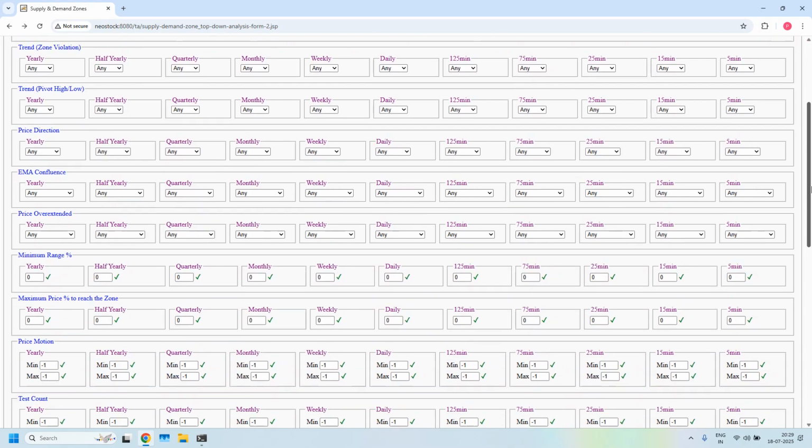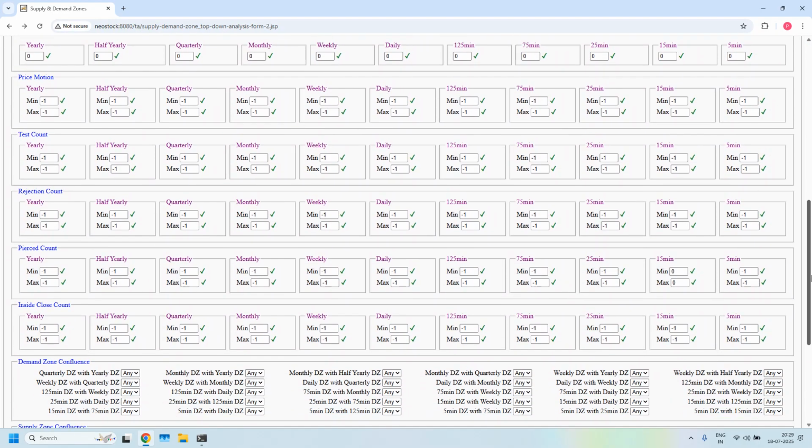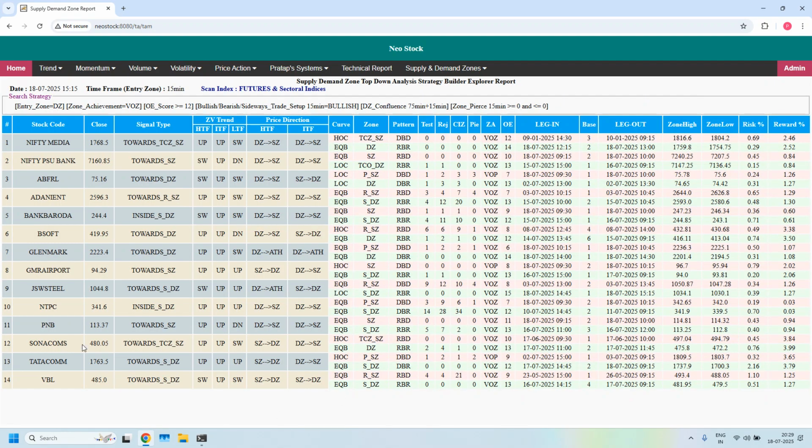First filter is 15 minutes and 75 minutes demand zone confluence. That is LTF and ITF demand zone confluence. So we got all 14 stocks. That means in all the 14, these 15 minutes demand zones are overlapped with 75 minutes demand zone. After the zone confluence, we got the complete list. And 75 minutes trend is uptrend in all the stocks.